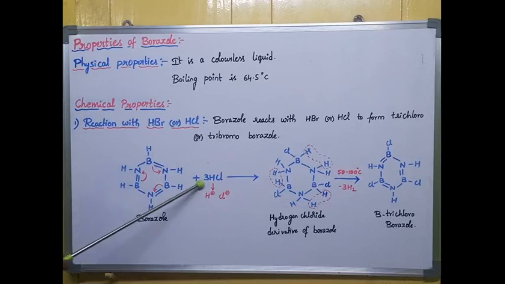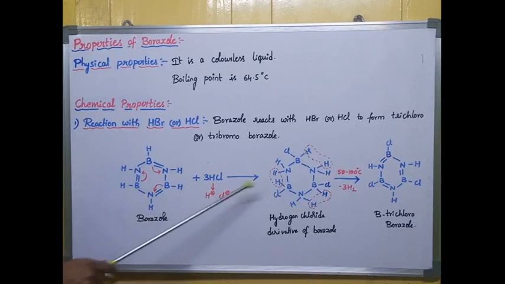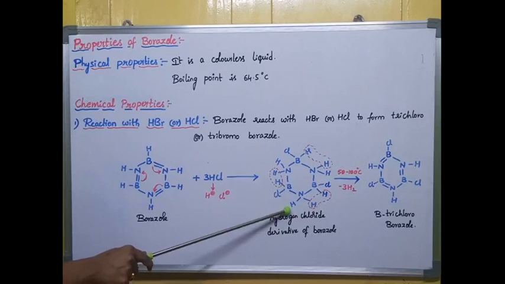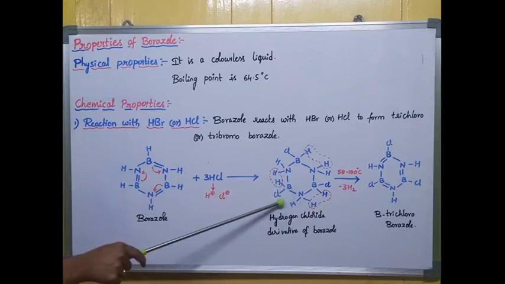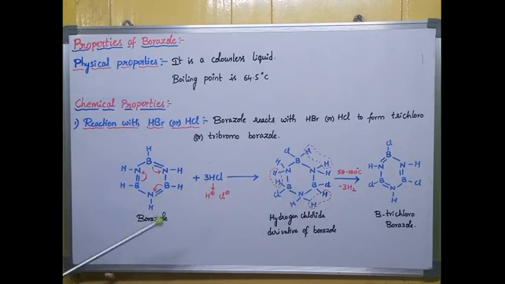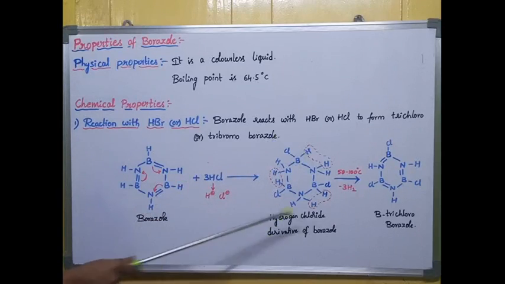Now if you take HCl, H gets the positive charge and chlorine gets the negative charge, because chlorine is more electronegative than hydrogen. Nitrogen attracts the positively charged H plus ions, and boron attracts the negatively charged Cl minus ions. You can clearly observe nitrogen getting added with hydrogens, and boron getting added with chlorine atoms, chloride ions. So finally we get an intermediate, the hydrogen chloride derivative of borazole, by reacting with hydrochloric acid.